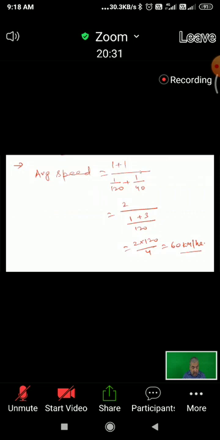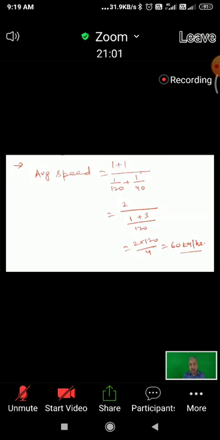Please write your name. This is funny, what you have written. See, in this question, you can use the formula 2xy by x plus y because the distance traveled in the two cases is the same. So you can use this formula, no issue. But simply, you have to use total distance traveled by time taken.